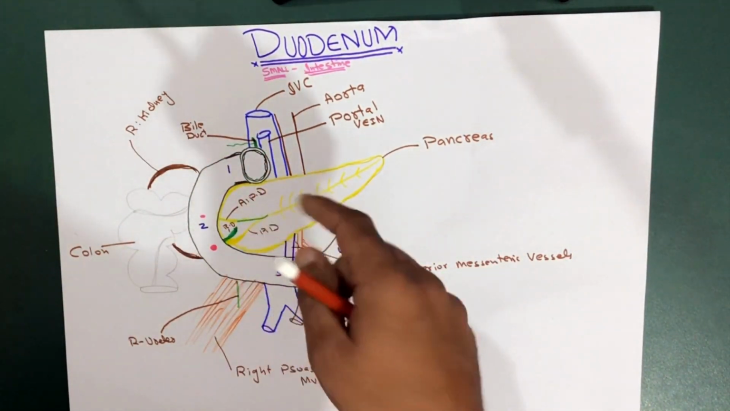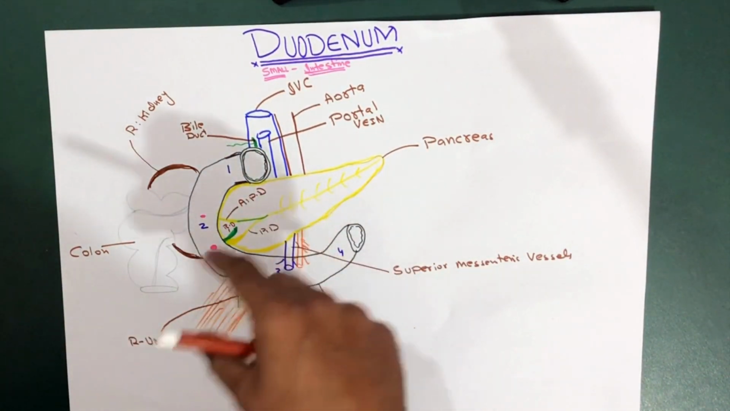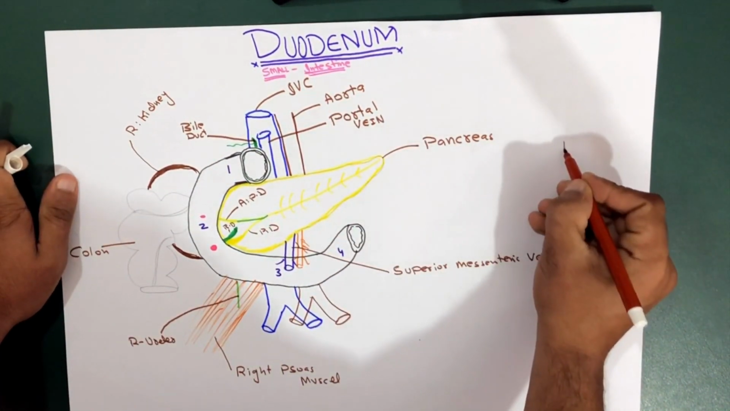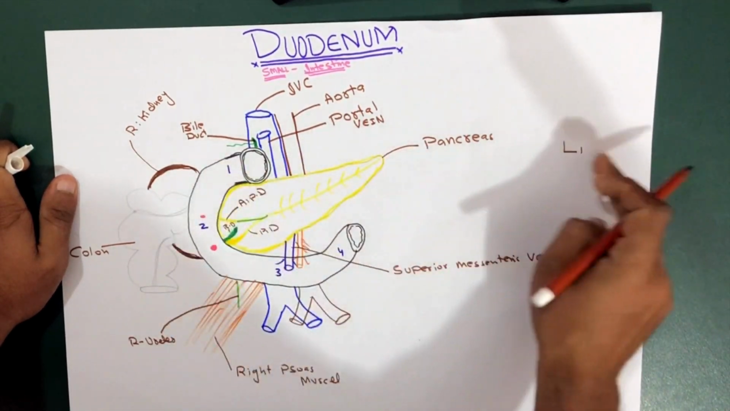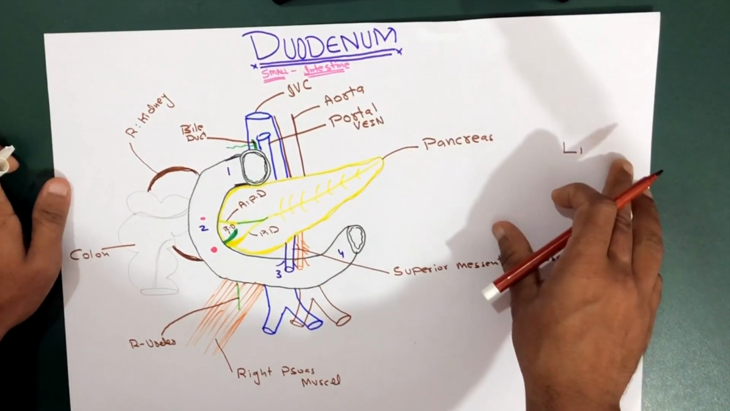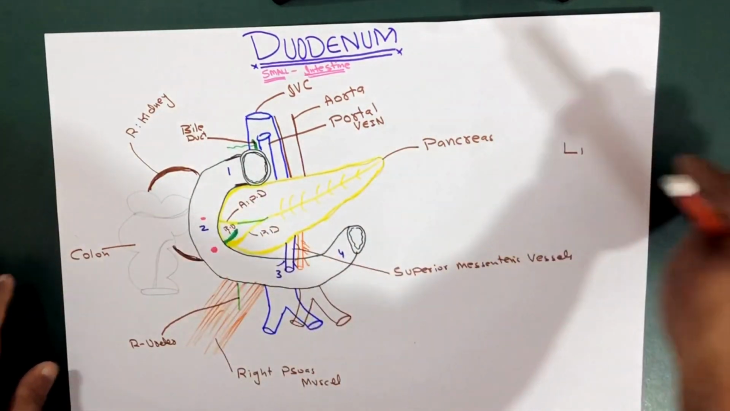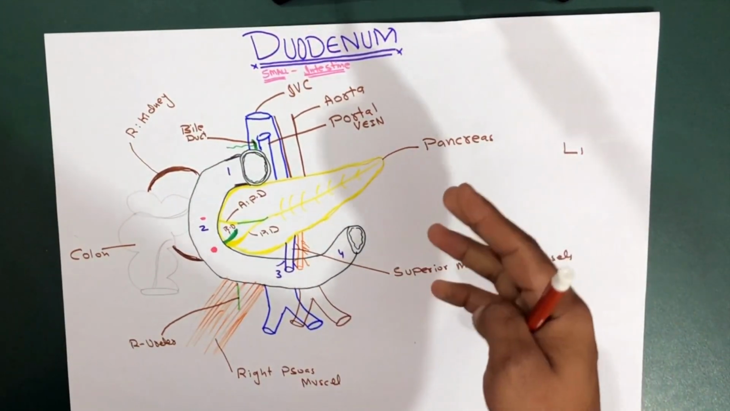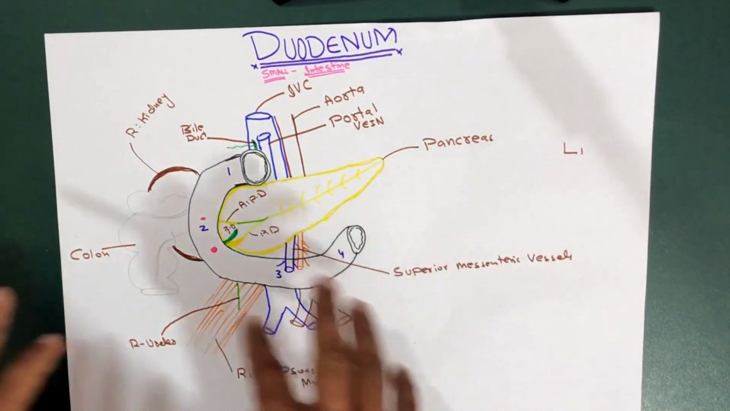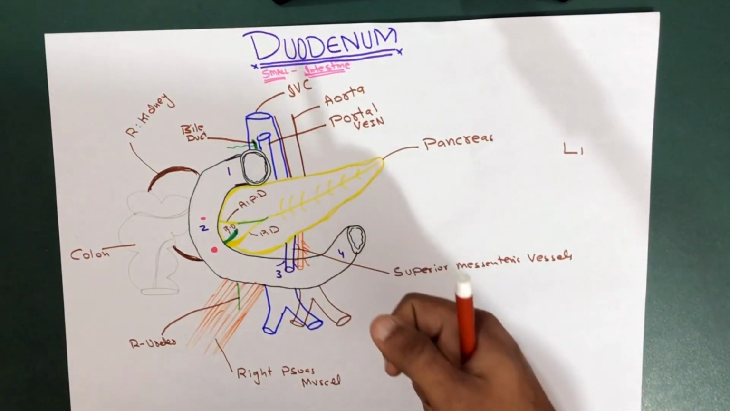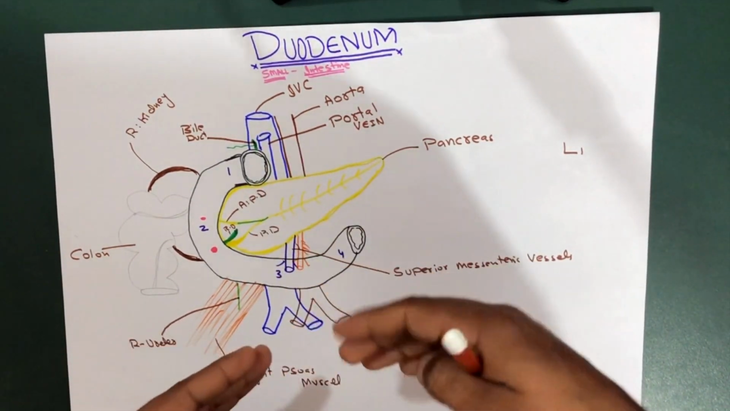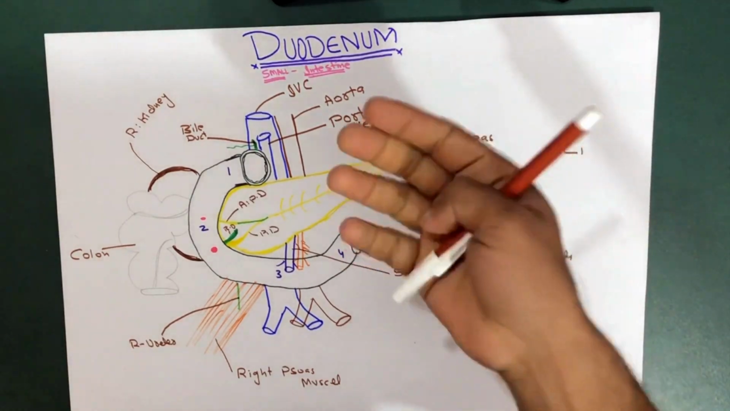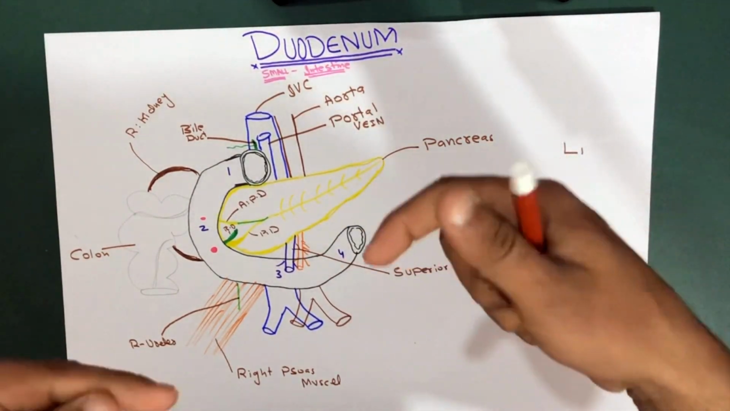And it's on the transpyloric plane, which is at your first lumbar vertebra. So if we consider that one, this is your L1 level, and it's located over here. If you go posterior to it, you will get to the transpyloric plane, at the level of the first lumbar vertebra. Now we're going to talk about the relations of the first part of the duodenum.